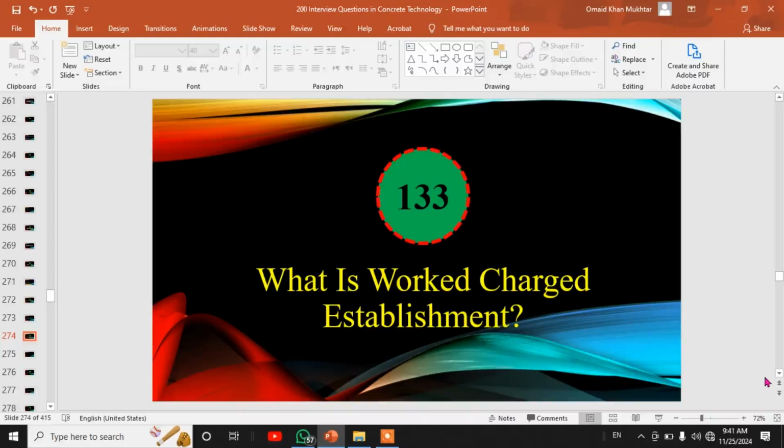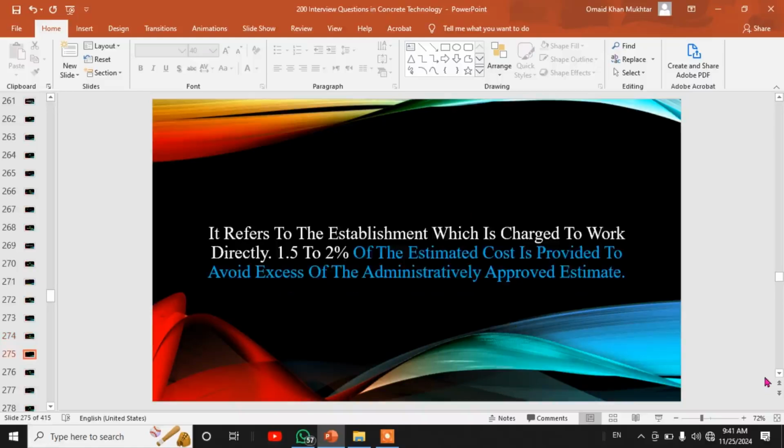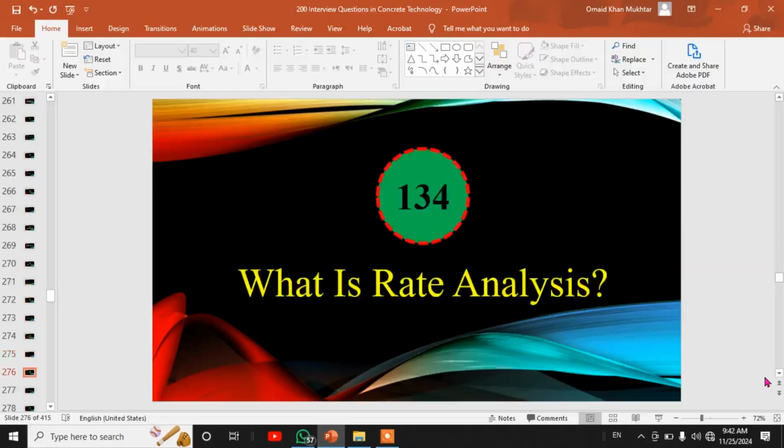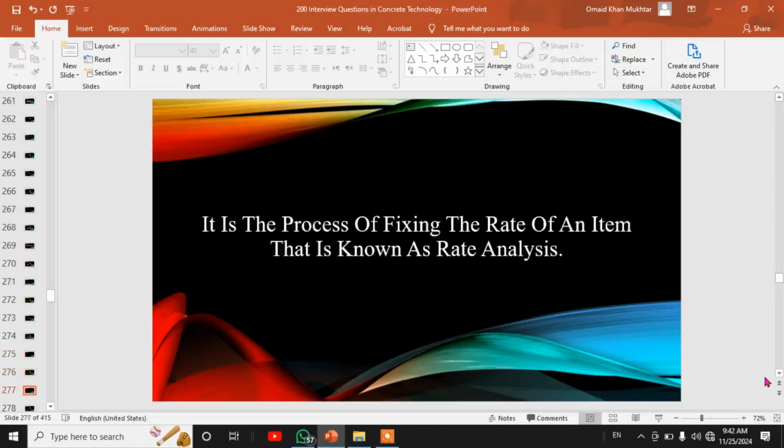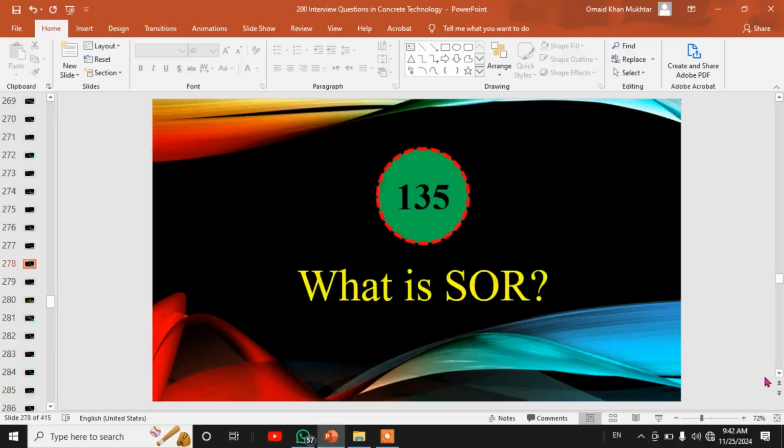133rd. What is work charge establishment? It refers to the establishment which is charged to work directly. 1.5 to 2% of the estimated cost is provided to avoid excess of the administratively approved estimate. 134th. What is rate analysis? It is the process of fixing the rate of an item that is known as rate analysis.